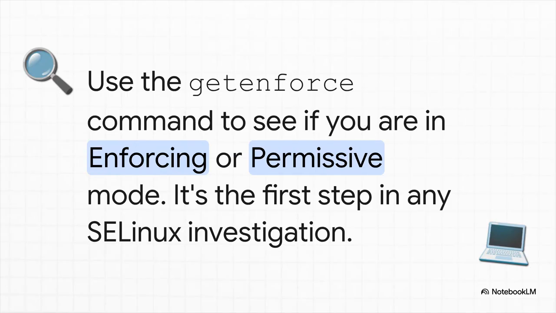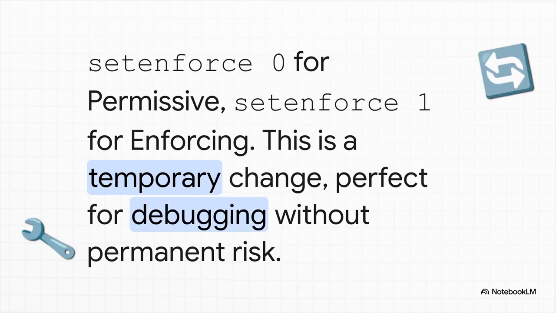So first things first, how do you even know what mode your system is in? Super simple. Just pop open your terminal and type getenforce. That's it. This should always be your first step in any SELinux puzzle. It'll tell you right away if you're in enforcing or permissive. And what if you need to switch? You can do it right on the fly.